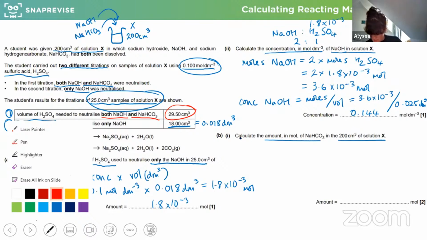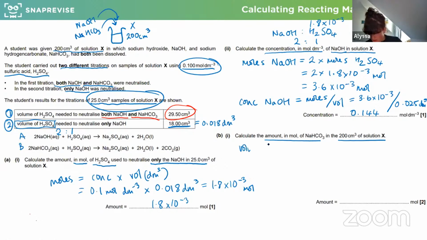Fabulous. So the volume, now your notes don't have to be quite as detailed as this, but I'm going to try to write down as much of it as possible. So the volume of H2SO4 to neutralize NaHCO3 is going to be 29.5 minus 18, which is absolutely right, 11.5 centimeters cubed. Very nice.